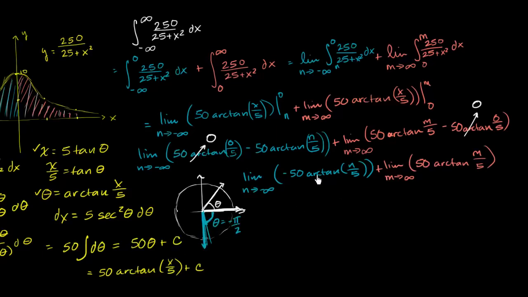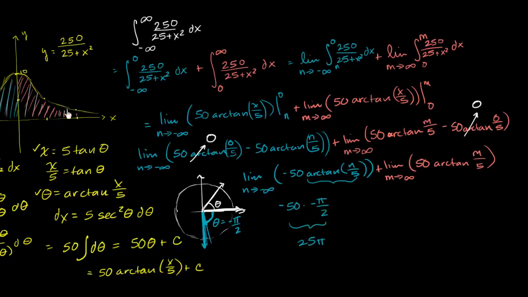So the limit of arctan of n over 5 as n approaches negative infinity is going to be negative pi over 2. And then we're just going to multiply that times the negative 50. So this is going to be negative 50 times negative pi over 2, which is going to be positive 25 pi. So this is going to be 25 pi.